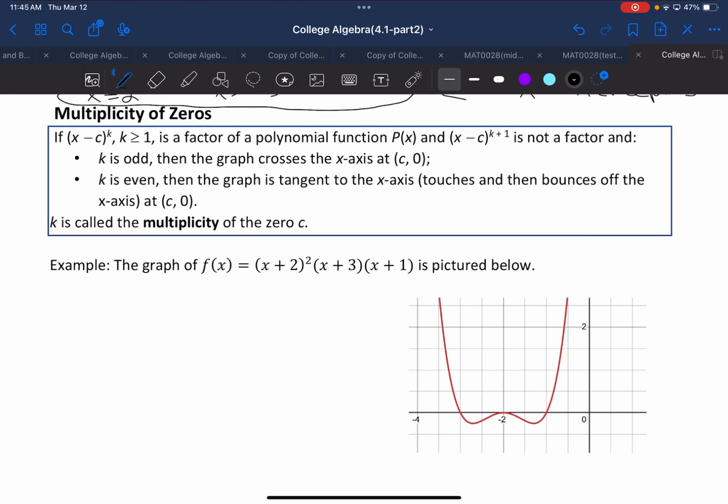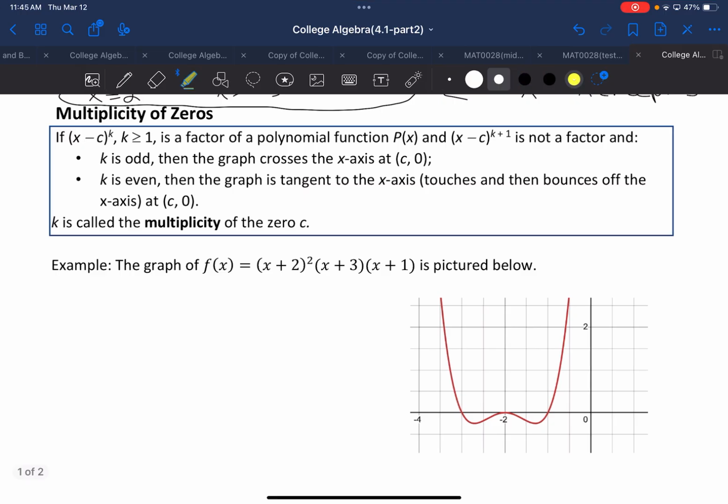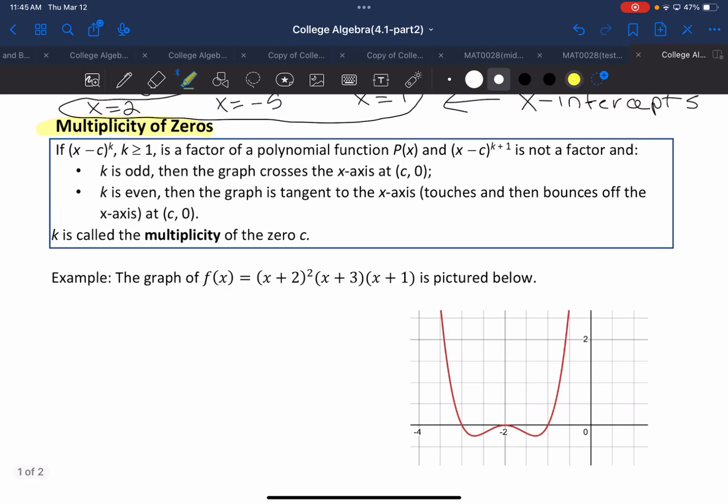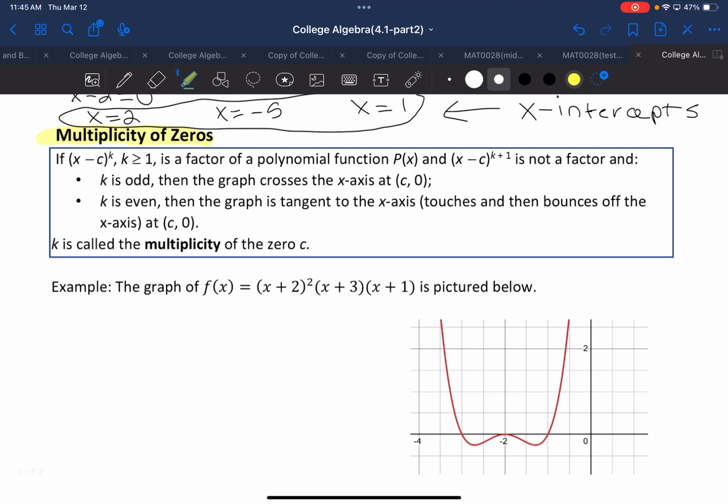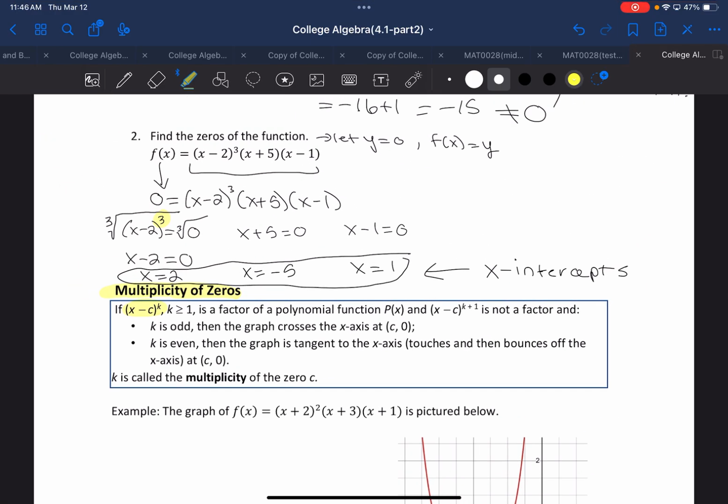All right, next thing is we're going to learn about the multiplicity of zeros. So this looks fancy, but it's not that bad. I'm going to explain what it means. This says if x minus c to the k power, where k is greater than or equal to 1, is a factor of a polynomial function. So we just saw that in that form up here. I'm highlighting 1 just to show you that's the same thing, right? And we got 2 as the 0 for that, so c is equal to the 0 of that factor. 3 is the k, because that's the exponent on that factor.